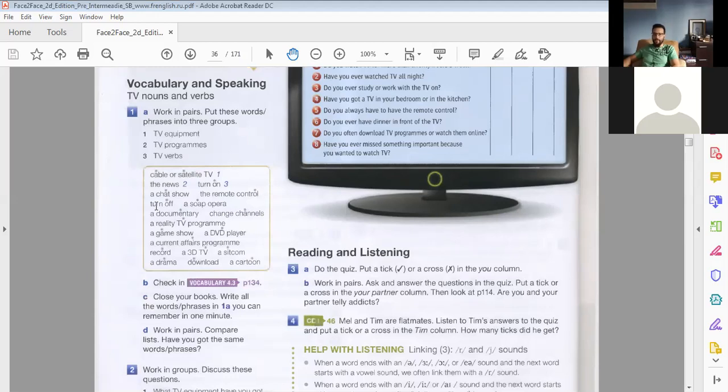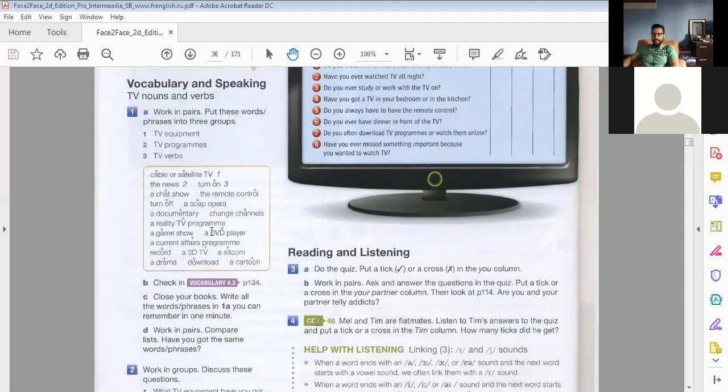Equipment. TV equipment. Turn off? Turn off, TV verbs. A soap opera? A program, TV program. Right. A documentary? A TV program. Change channels? Equipments. TV equipments. Are you sure? What do we mean when we say change channels? Yes, a verb, I'm sorry. TV verbs. Yeah, correct. A reality TV program? TV program. A game show?